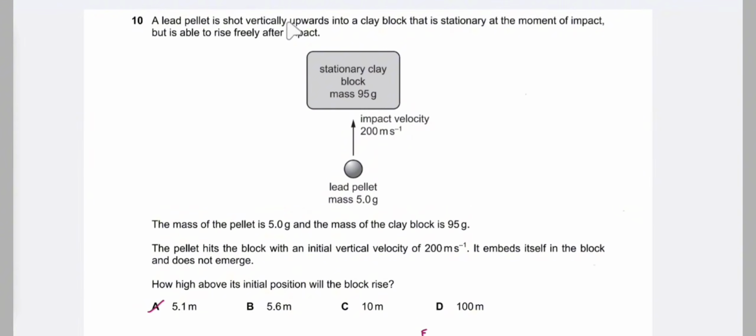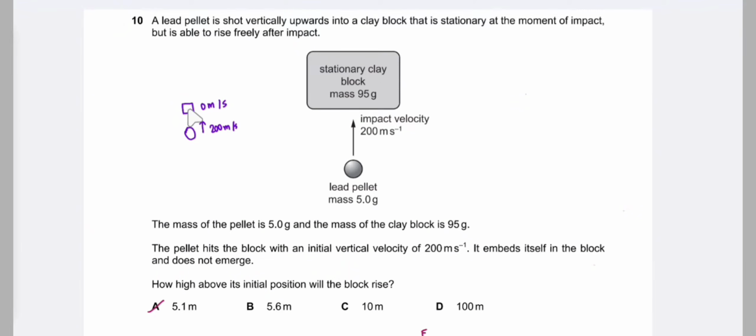10. A lead pellet is shot vertically upwards into a clay block that is stationary at the moment of impact but is able to rise freely after the impact. The mass of the pellet is 5 gram and the mass of the clay block is 95 gram. The pellet hits the block with an initial vertical velocity of 200 meter per second. It embeds itself into the block and does not emerge. How high above the initial position will the block rise?